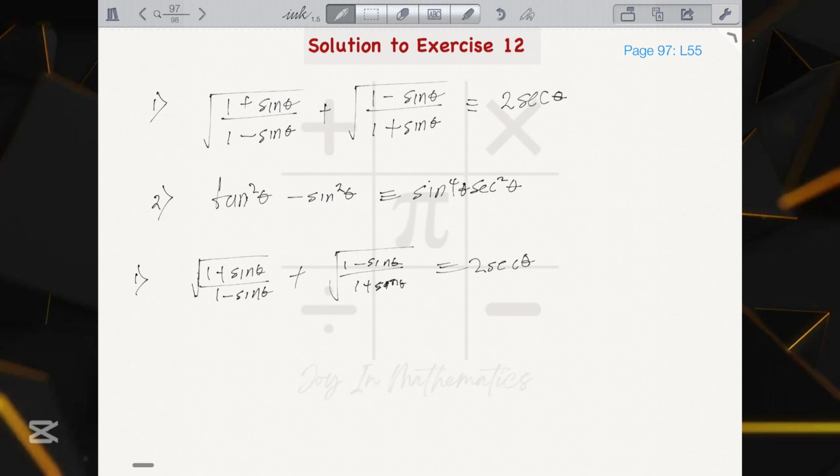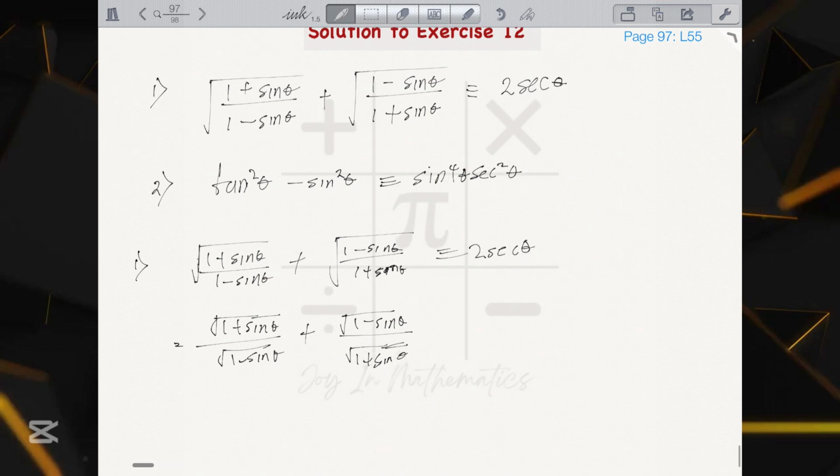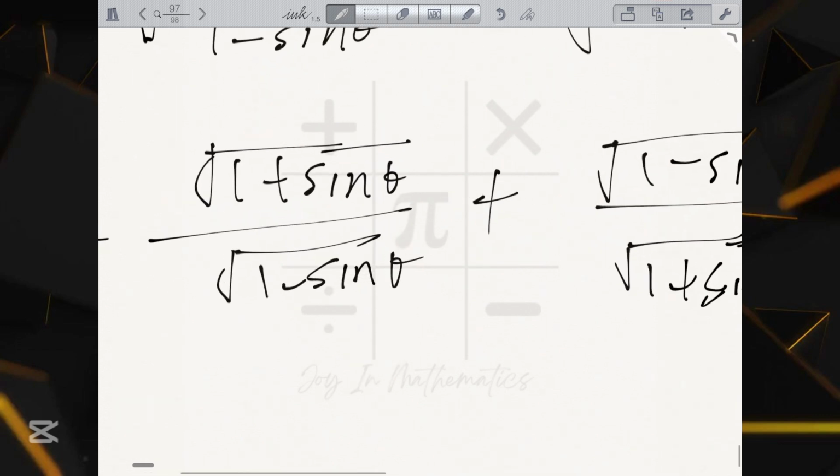So let's apply the rule of surds to this. Applying the rule of surds, we'll have this give us root (1 plus sine theta) divided by root (1 minus sine theta). Applying the rule of surds to the next, we have root (1 minus sine theta) divided by root (1 plus sine theta). So we are going from the left hand side to the right hand side.